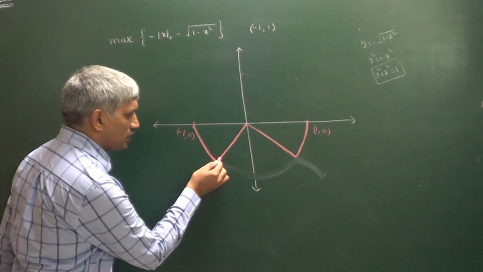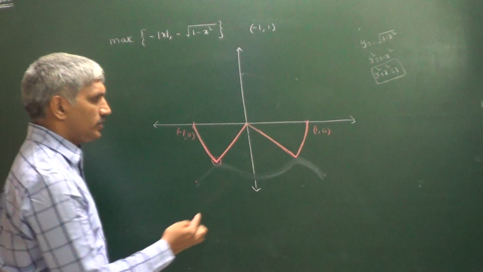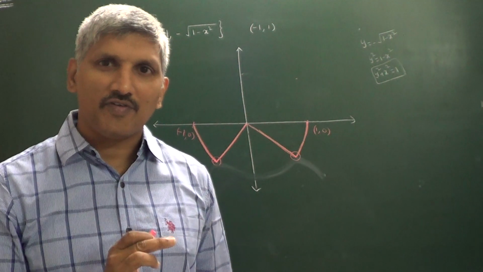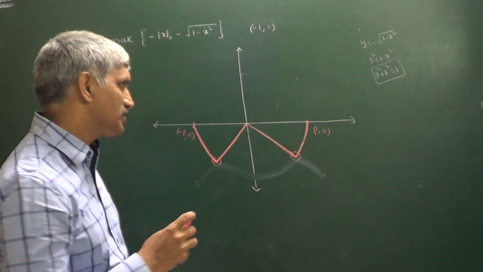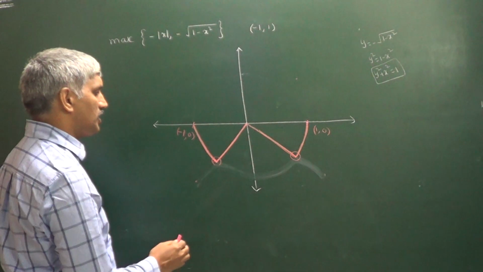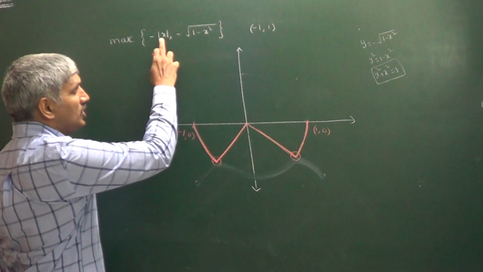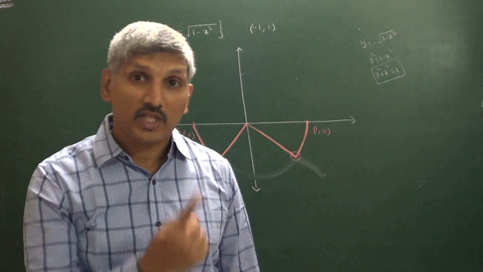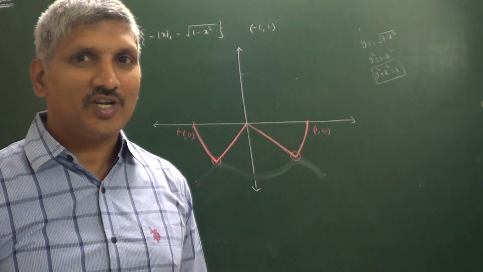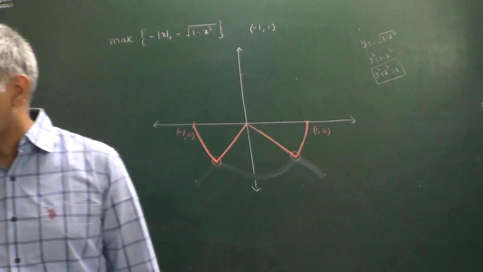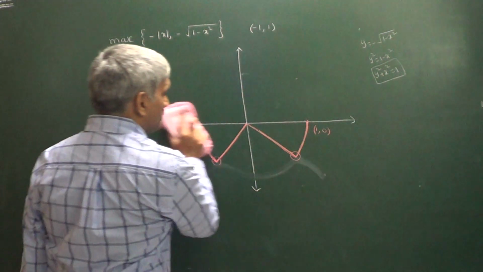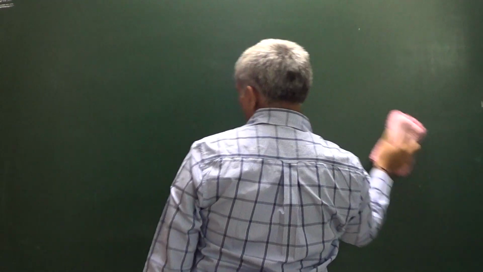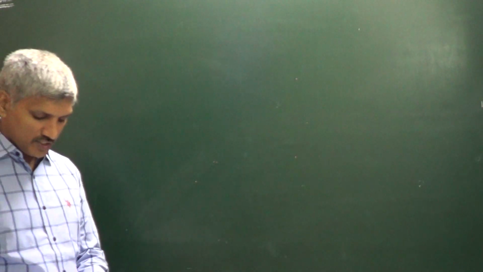Whether you observed or not, this is one sharp edge, this is another sharp edge. The function is continuous everywhere, but the function is not differentiable at these 2 sharp edges. For those 2 sharp edges, equate these 2 and you will get the x value. At those points the function is not differentiable. So the number of points of discontinuity is 0, whereas the number of points of non-differentiability is 2.